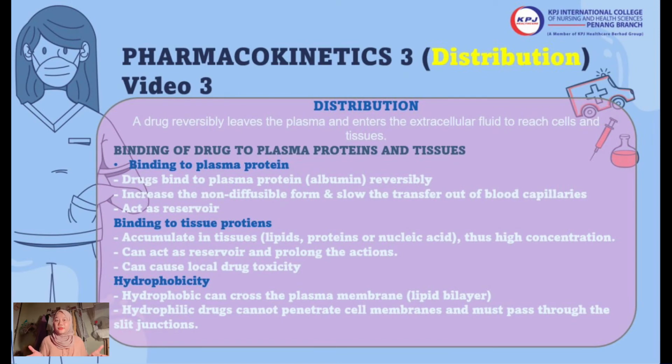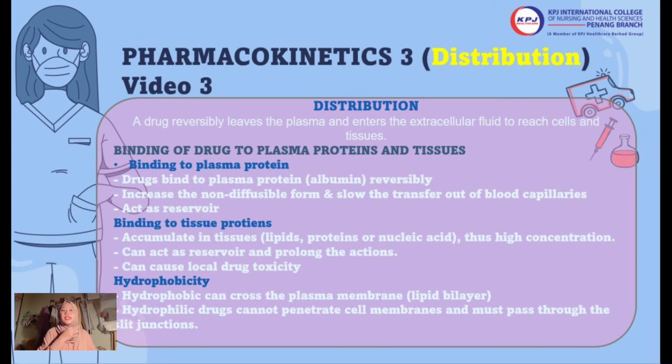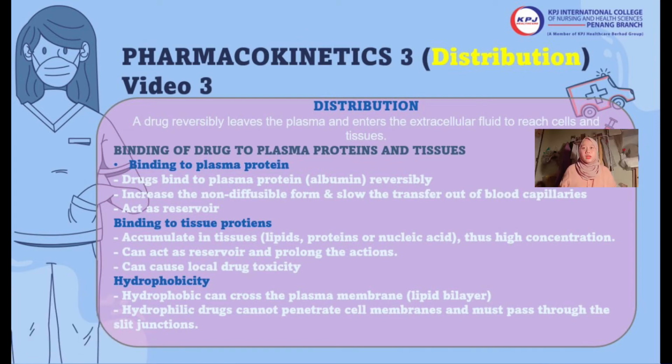Next, for the third video, I have learned about distribution. What is distribution? Distribution is when a drug reversibly leaves the plasma and enters the extracellular fluids to reach cells and tissue. In binding of drug to plasma protein and tissue, there are three things, which are binding to plasma protein, binding to tissue protein, and hydrophobicity.